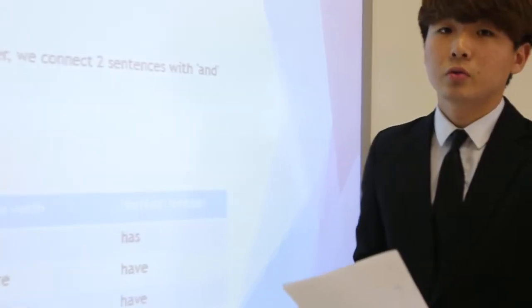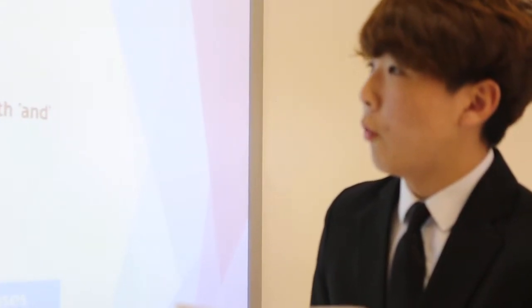Now I'm going to talk about too, so, either, and neither. There are several rules here. When we use too, so, either, and neither, we need to use two sentences. I mean, we connect two sentences with and. Also, we need to use a comma before the and.